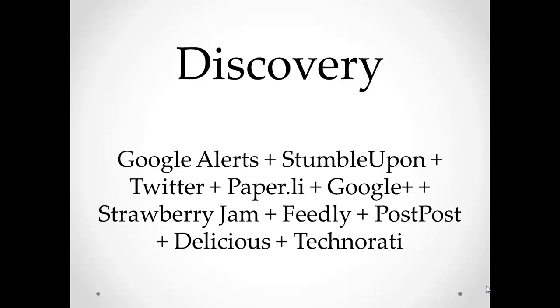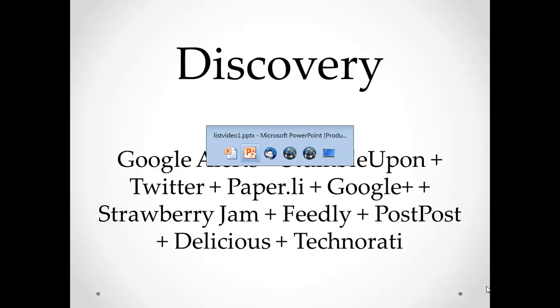My favorite places to search for content based on my subject and niche are these. Google Alerts, StumbleUpon, Twitter, Paper.li, Google Plus, one of my favorites, Strawberry Jam. Now, Strawberry Jam is still in beta and you can't access it until you have an invite from someone. I'll try to get you a demo tomorrow maybe, because I don't have access to this on my netbook. Then we have Feedly, an Android and iOS application, Postpost, Delicious, and Technorati. Now let me give you a couple of demos here.